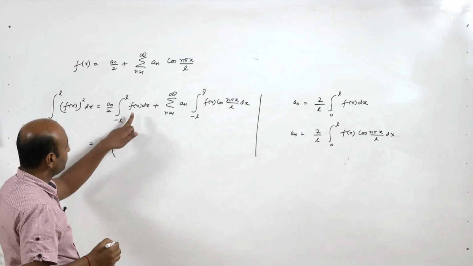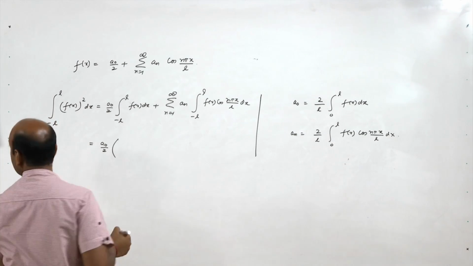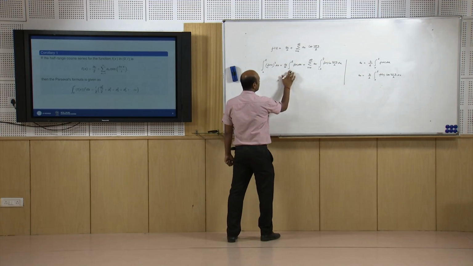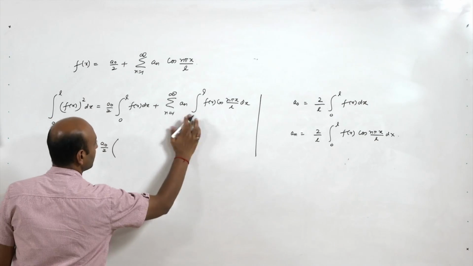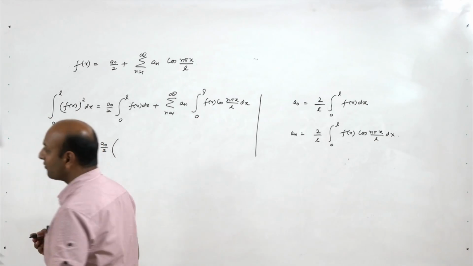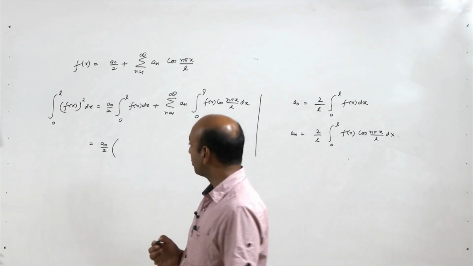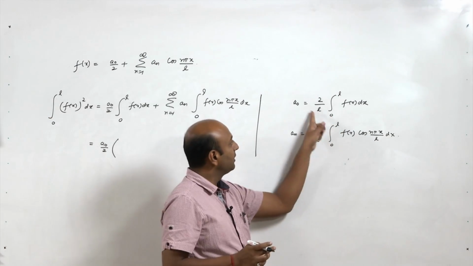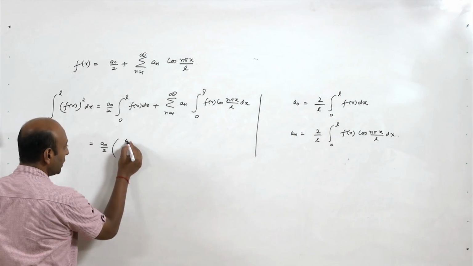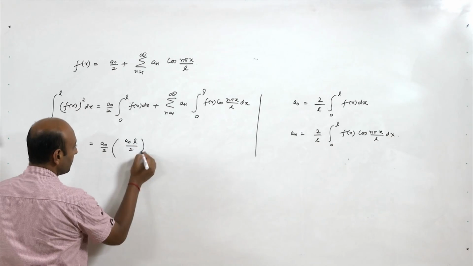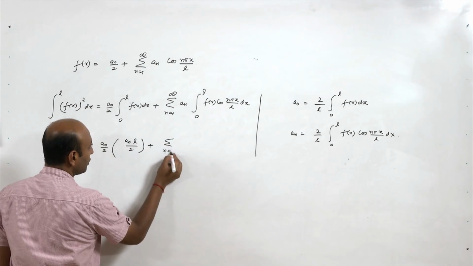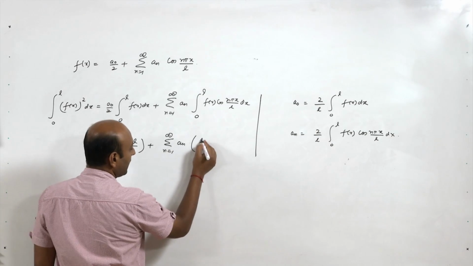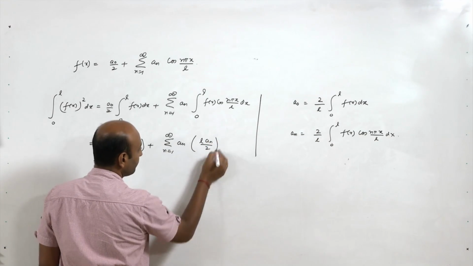Now, this value, it is from 0 to L, it is not from minus L to plus L, because it is a half range. So, integrate from 0 to L. Now, from 0 to L, this integral is nothing but a naught L upon 2. So, it is a naught L upon 2 plus the summation n from 1 to infinity of a n, and it is again L into a n upon 2.